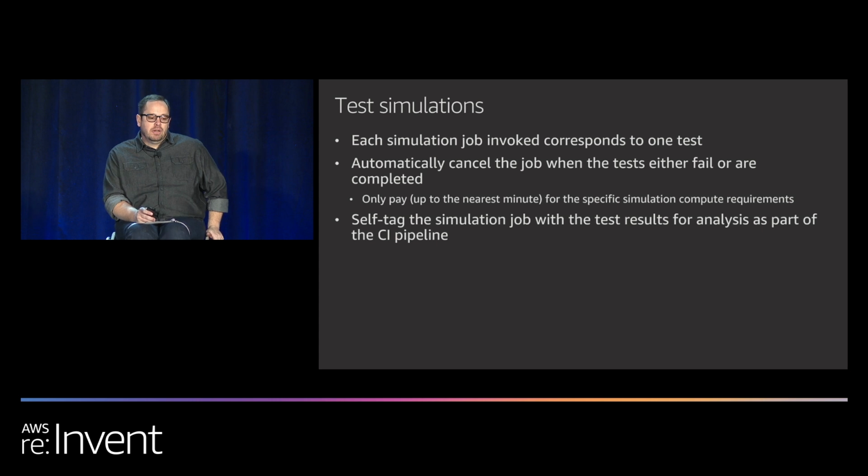The tests we're going to run today are automatically going to cancel the sim job when they reach a terminal state. And they're going to be tagging the simulation job itself with the output and the final result of the test. So a lot of our customers have their own test reporting framework that they'll hook into. Today, to keep it simple, we're just going to use resource tags on the sim job itself.